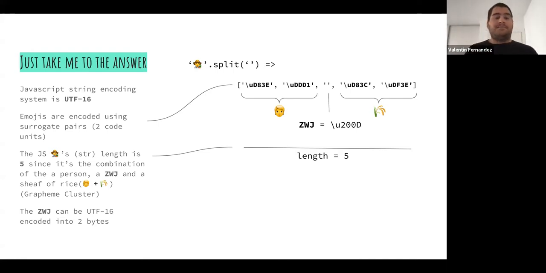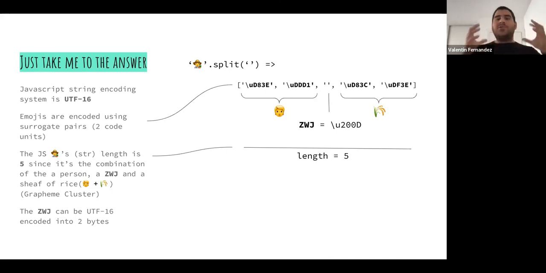UTF-16 allows characters to be encoded using both 2 and 4 bytes, 16 or 32 bits, right? And how can we determine if those characters are going to be encoded using 2 or 4? Well, in Unicode, we have different planes. For the most commonly used characters, we have the BMP, that's the Basic Multilingual Plane, right?